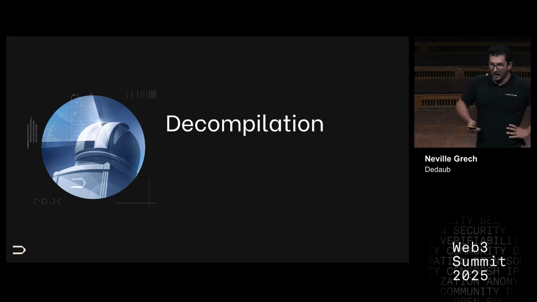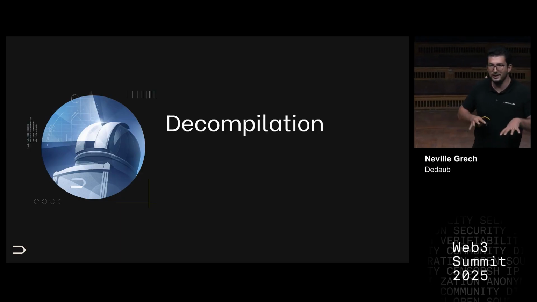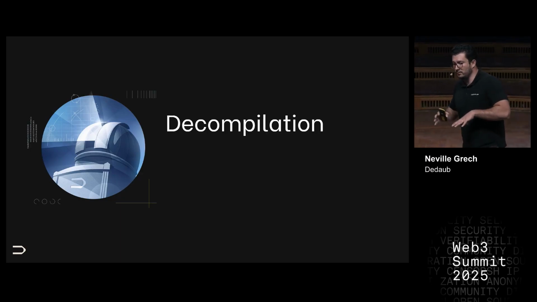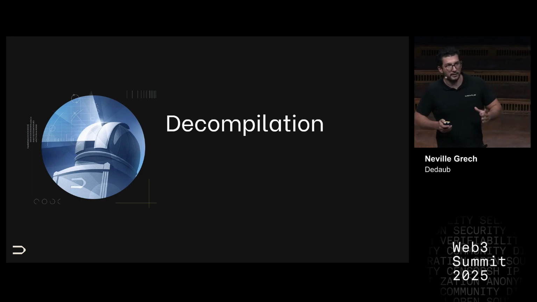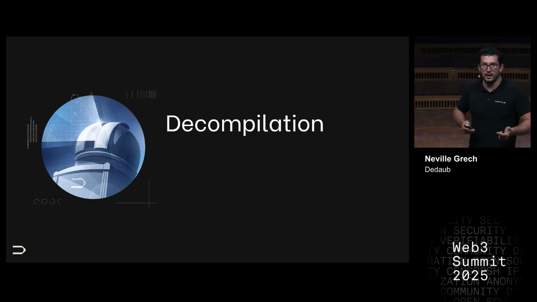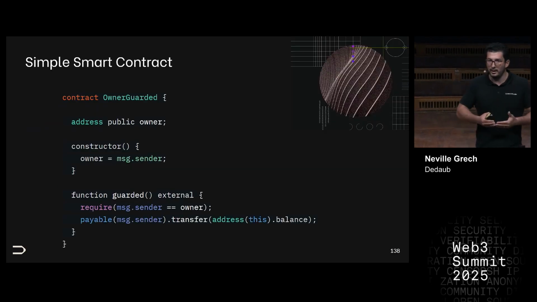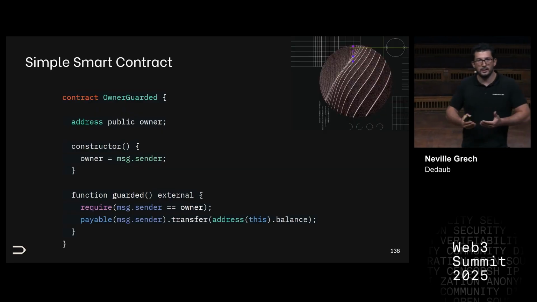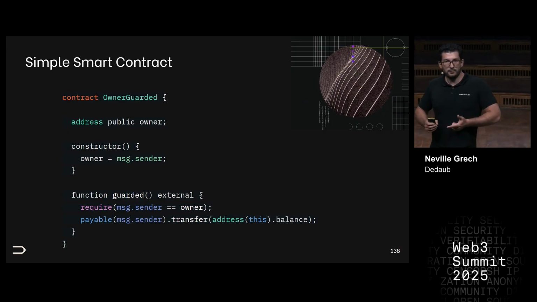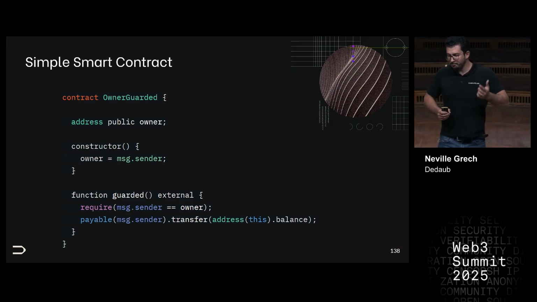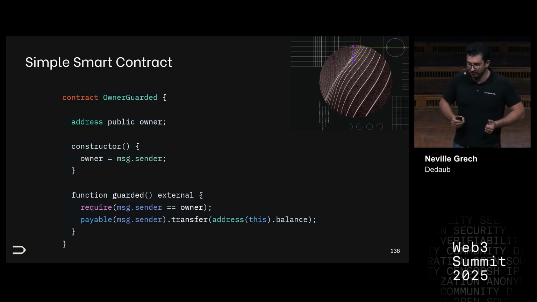So I'm going to be talking a little bit more about decompilation and how it relates to finding security vulnerabilities. But in order for you to understand it, the first thing I need to discuss is how smart contracts in Solidity are compiled and how they turn into bytecode and the phases that they go through. So this is a smart contract. It contains 1 constructor, 1 function, and 1 storage variable.